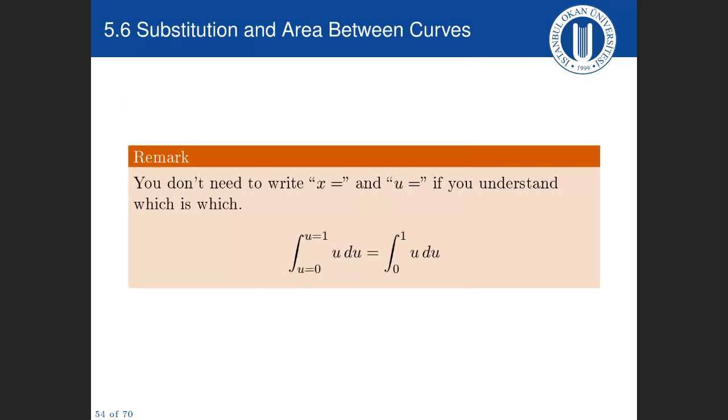Now, when I'm doing this method, I like to write x equal to and u equal to in my upper limit and lower limit of integration. You don't have to do that if you don't want to. If you understand which is which, then you can just write 0 and 1. I prefer to write x equal to or u equal to if I think there's a chance that I might be confused. I leave that completely to you to decide.